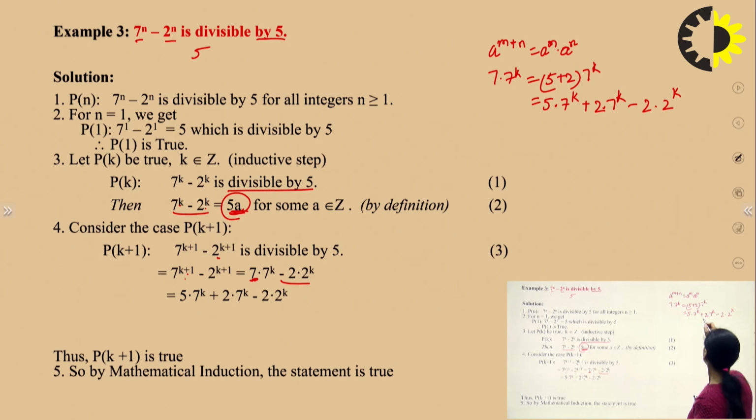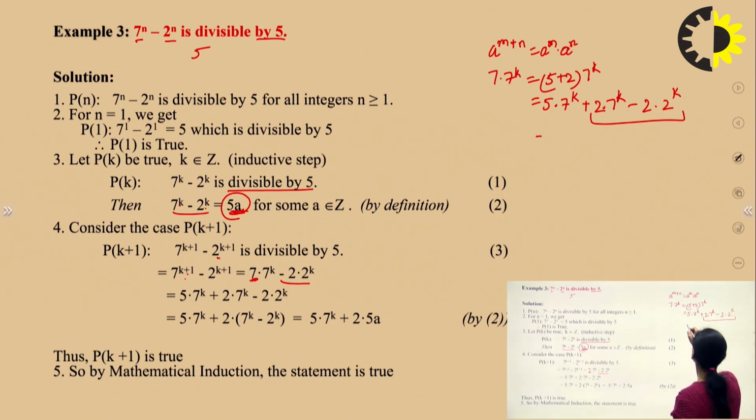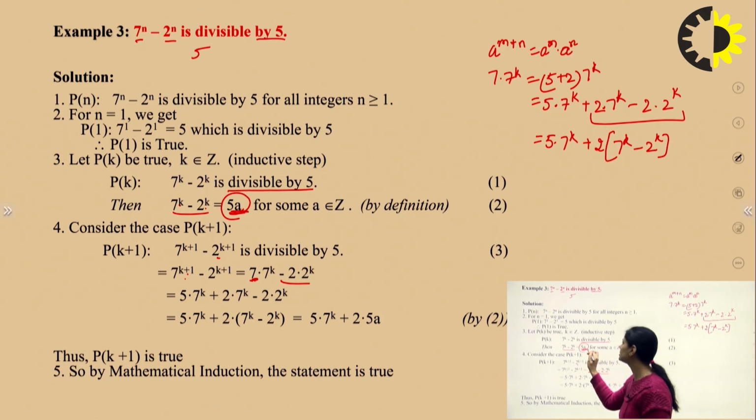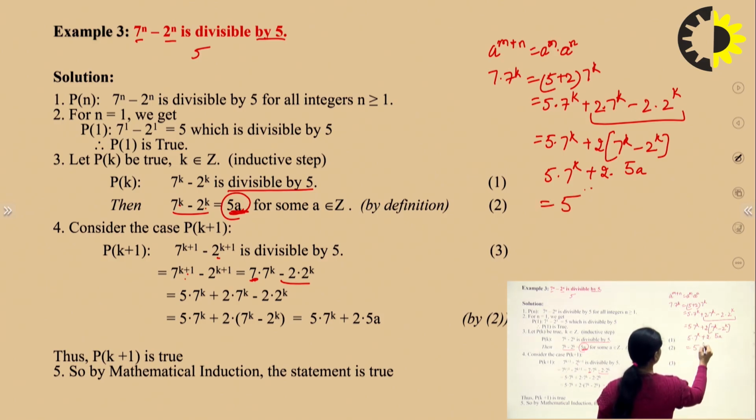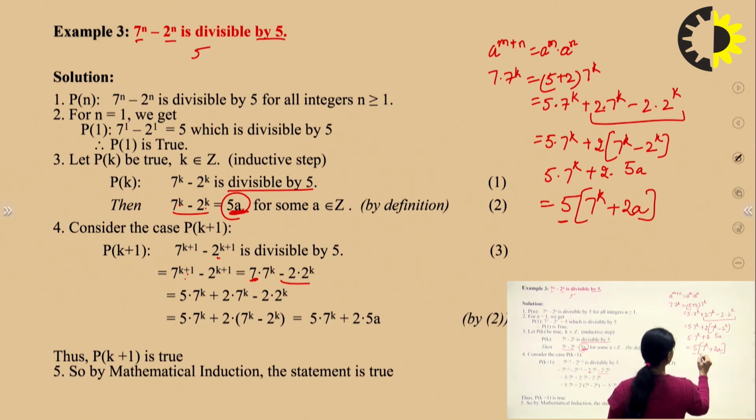Now if we look over here, we keep it as it is. From here we take 2 common, we get 7 to the power k minus 2 to the power k, and by definition we already know that this is equal to 5a. We already have taken it for pk. So this becomes 5 into a, which is 2 into 5a. And this is 5 into 7 to the power k. If we take out 5 common from here, what do we get? We get 7 to the power k plus 2 into a. That is again 5 into some multiple.